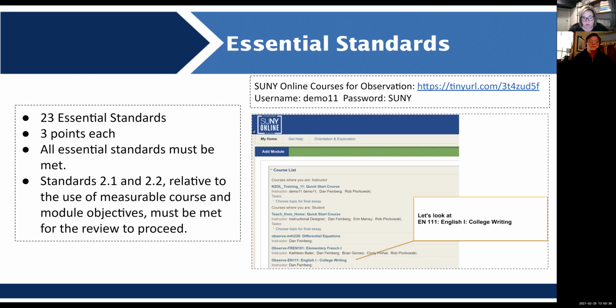Two standards, standards 2.1 and 2.2, speak specifically to course and module level objectives, and the fact that they're measurable. Those standards must be met very early on in the review. Otherwise, the review comes to a halt. And I will reach out to whoever the course rep is and say, we're really concerned because you don't seem to have course outcomes or module outcomes, or there may be some issue inside of them. And we need to work together to get those in place before we can continue with the review.